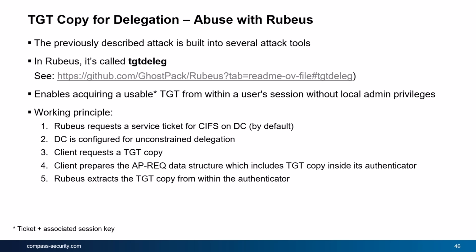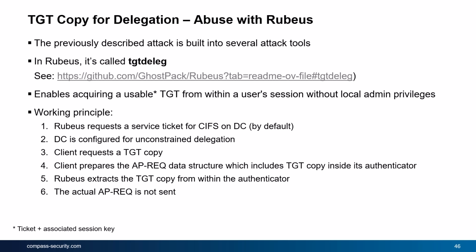And Rubeus simply then extracts this information from the data structure. It will load the according session key, which was used to encrypt the authenticator. It will decrypt the authenticator, get the TGT copy and the session key of the TGT out from it, and then presents this information to us in a format that we can then use on other systems.